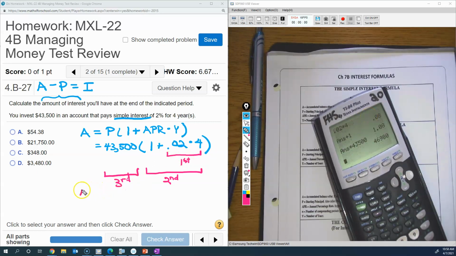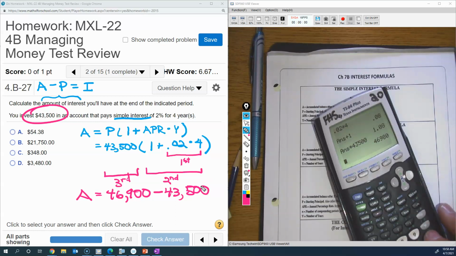Okay, and my accumulated amount is 46.9 for me. Yours is going to be different. Take away what you started with, 43.5. Okay, so minus 43.5. And there's your difference. $3,480 in interest.